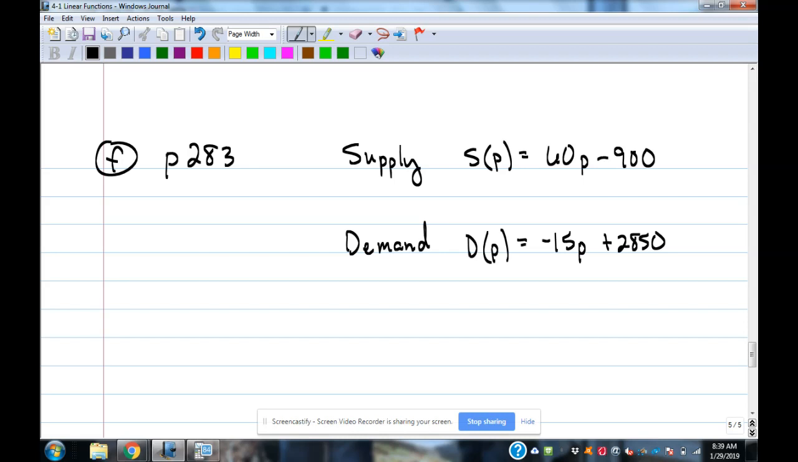All right, so cellular telephones, they've got this function for supply and demand of those things at a given price. P stands for price. The supply function uses the same variable as the demand function. Makes sense, right? And what they want to find here is the first part. Let's find the equilibrium price.